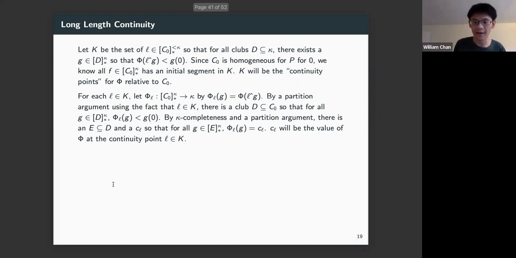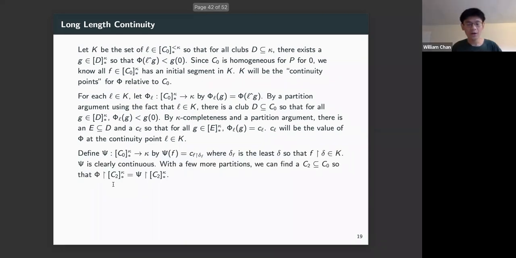You can actually find an even smaller club E and some ordinal C sub L, so that for every function passing through E, phi L of G is constantly C sub L. And this ordinal C sub L is going to be the constant value associated to this continuity point L in K. So to be a little precise, define psi from C0 to the kappa by psi of F is C sub F restricted to delta F, where delta F is the least delta, so that F restricted to delta belongs to K. Remember, we showed that C0 has the property that every F has an initial segment in K.